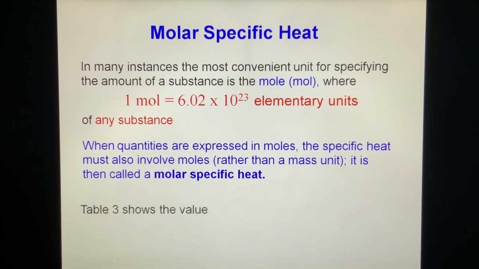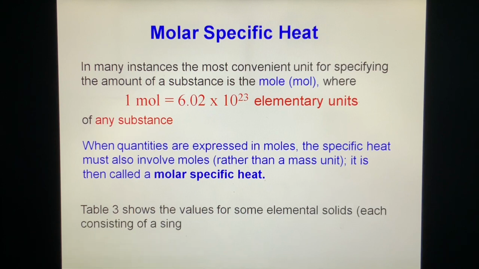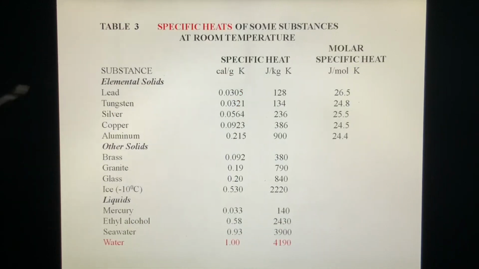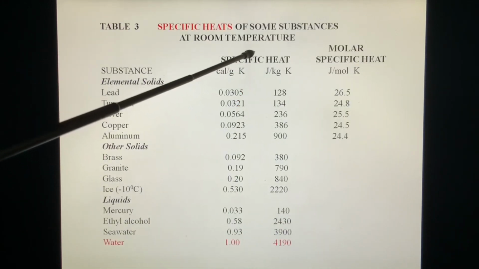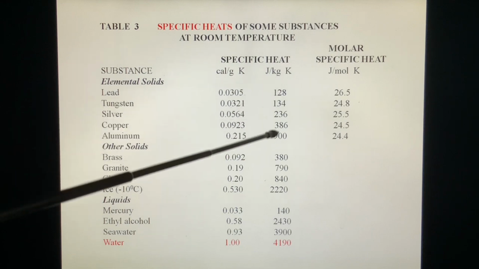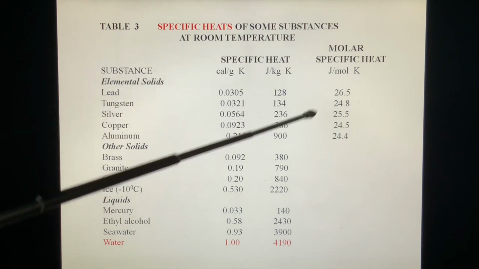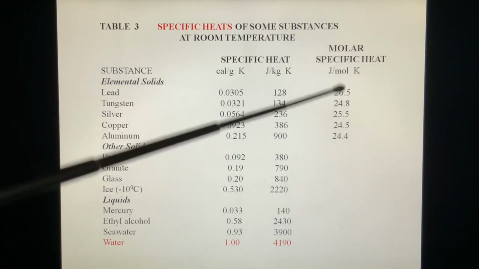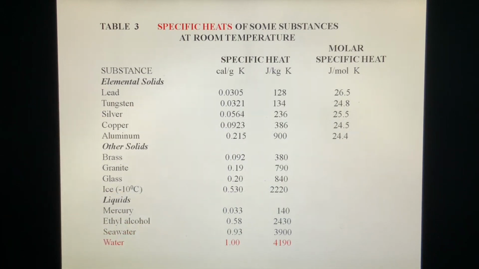The following table shows the values for some elementary solids. Each consists of a single element at room temperature. Look at this one. This is specific heat. This is molar specific heat. We see all these: lead, tungsten, silver, copper, aluminum. They have quite different specific heats, but their molar specific heats are almost the same, around 25. We will explain it later.